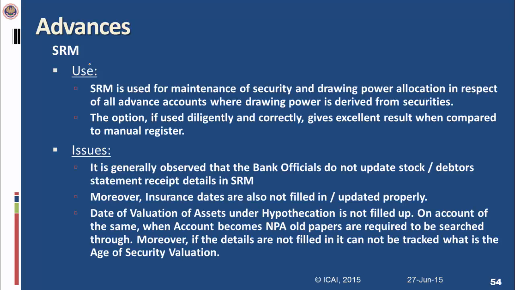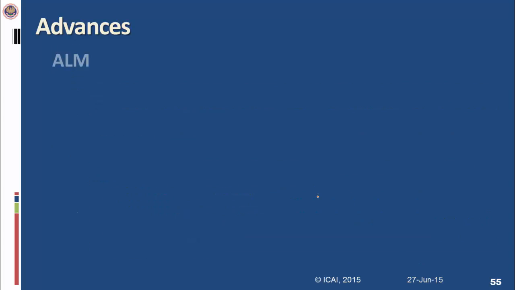Issues are that it is generally observed that bank officials do not update stock and data statement receipt details in SRM or any other options. Moreover, insurance dates are not properly filled up. If that is the case, then we will not be in a position to get the proper information. As an auditor, we should point out such anomalies and report them in our audit reports.